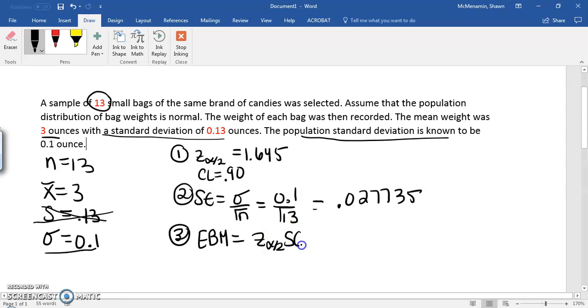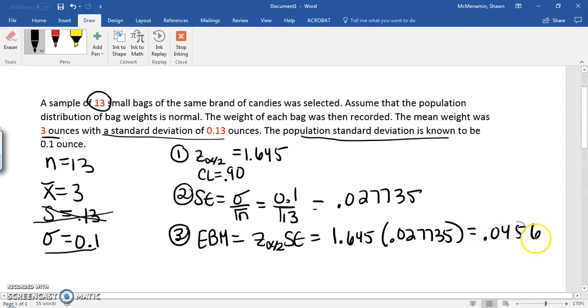Step 3 is to find your error bound for the mean, your EBM, which is your z alpha divided by 2 times your standard error. It's basically whatever you got in 1, which was 1.645, times whatever you got in 2, which is 0.027735. So you multiply that and you get 0.045624.